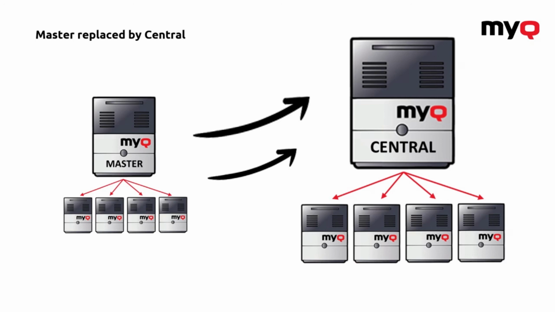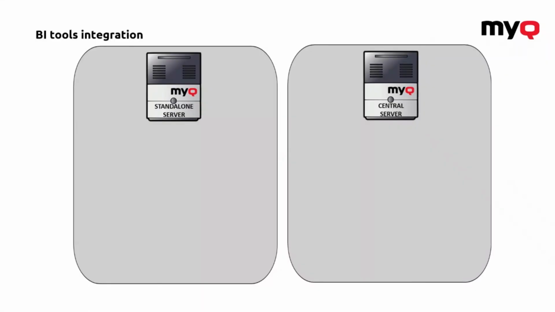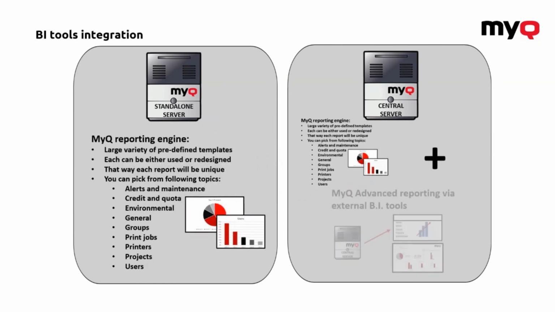And one of the last things I would like to mention is also related to the central server, and that is the integration of BI tools. When it comes to reporting, if we are talking about a standalone or a site server of a multi-server installation, you just get the MyQ reporting engine, where you can pick from multiple topics and multiple different templates on which you can build your own reports. The same thing is, of course, available on the central server, with a difference that you can get the data for the whole system.